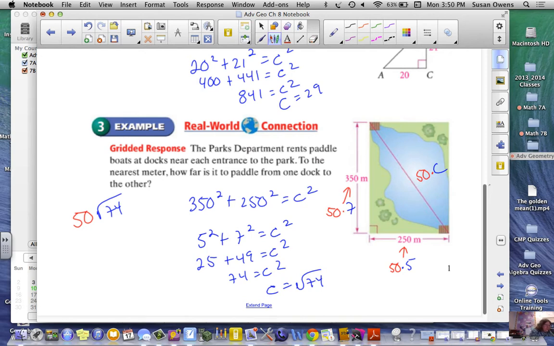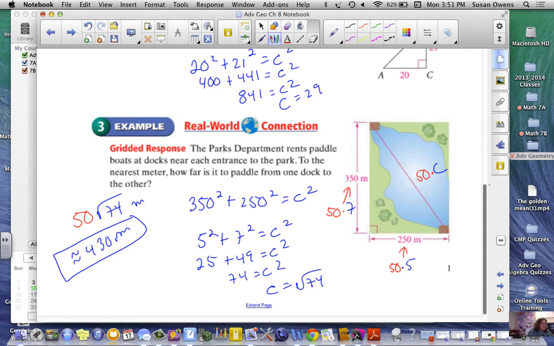And since this is meters, meters. Now, I encourage you to do that. Do the work by hand. Don't put it in your calculator. In this case, often when it's a word problem, we want a simplified radical answer. So I am going to put 50 square root 74 and I get about 430. I'll round to the nearest meter, so that's fine. Meters.